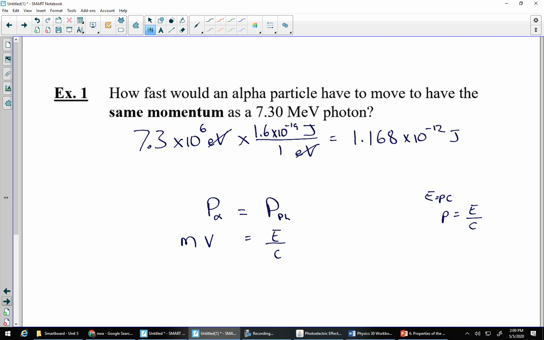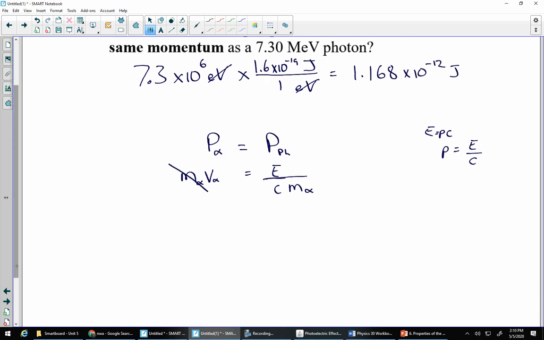Okay, so then I'm looking for the speed. I'm multiplying by mass, so I just need to divide both sides by the mass. Now I'm going to be very clear here, the mass and speed here are for the alpha particle, and everything on the other side we're talking about the photon. So the speed of the alpha particle is going to be equal to the energy, 1.168 times 10 to the negative 12 joules, divided by c, 3 times 10 to the power of 8 meters per second, and also divided by the mass.